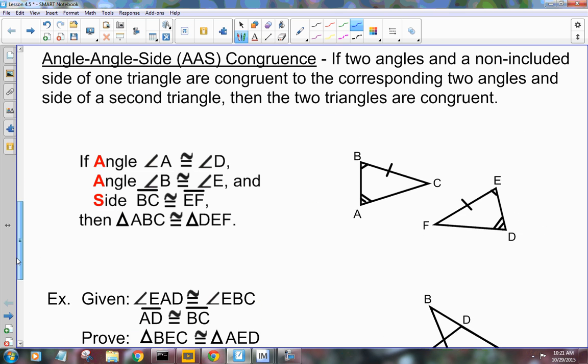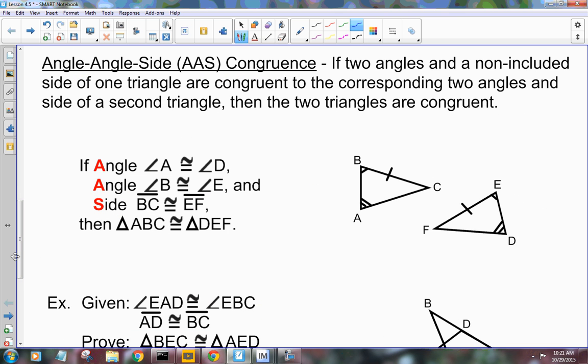Okay, so the last way is the angle angle side, which is AAS. And it says that if two angles and a non-included side of one triangle are congruent to the corresponding two angles and side of the second triangle, then the two triangles are congruent. Okay, so this one is angle, angle, side. So you have an angle here, you have an angle here, and then this is your side, and this time it's non-included.